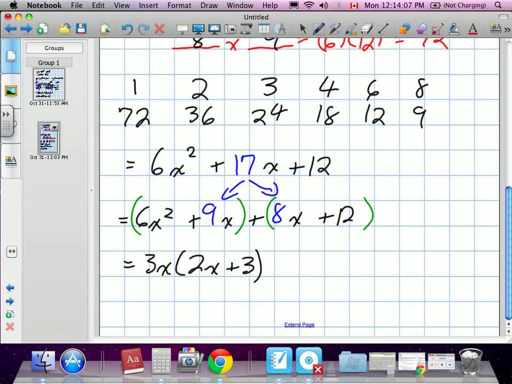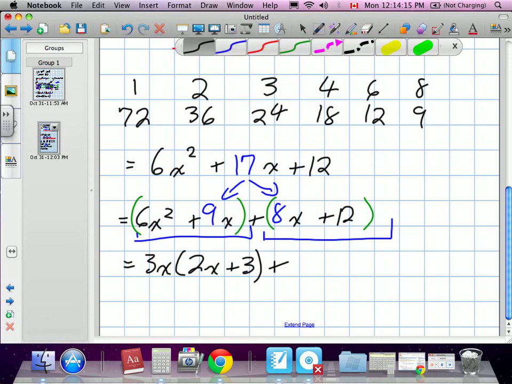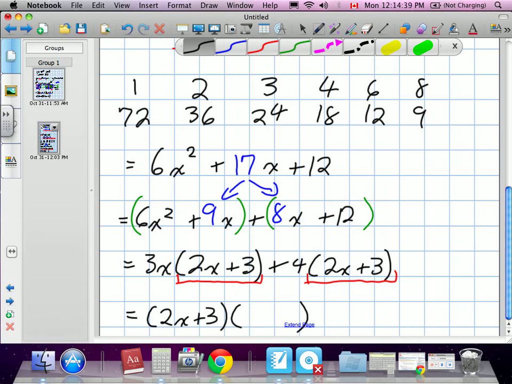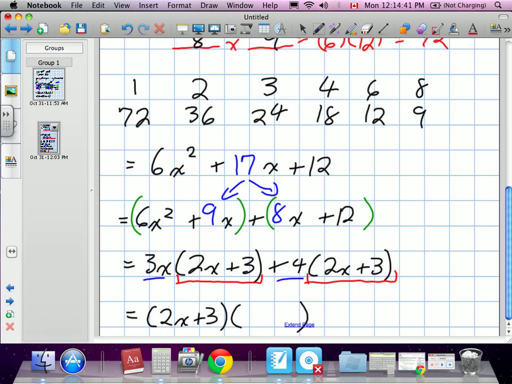And then I find a common factor to the second bracket. So this was the first. Common factor to the second bracket, we're looking at 4. So we'll have 2x plus 3. Now that I've taken common factors out, if you guys notice, both of the brackets are the same. I factor the brackets out, 2x plus 3. And in the other bracket, I put whatever is left over, which is our 3x plus 4. So I have 3x plus 4.